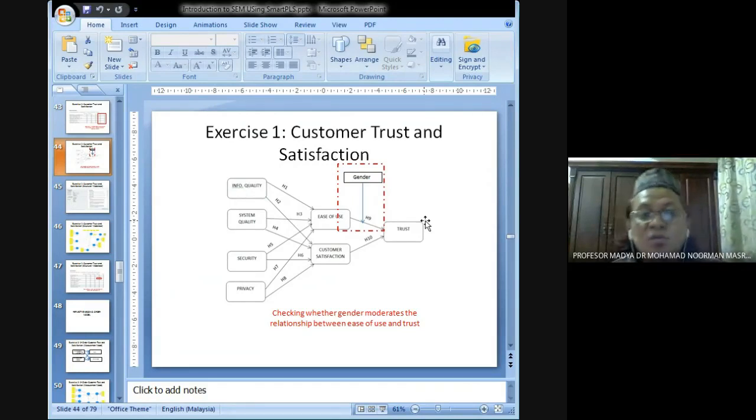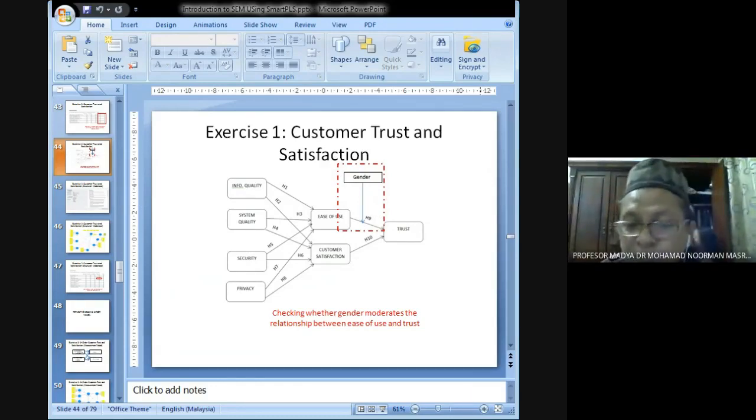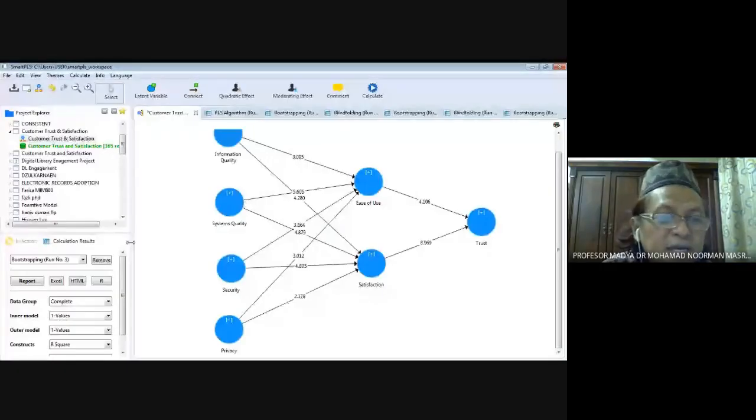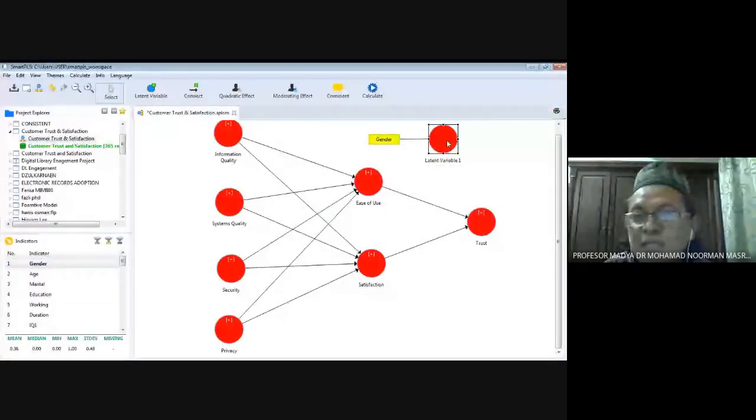To do that, we are going to analyze using SmartPLS now. So I'm going to show you. Hang on. All right, so I'm going to put gender here, indicators. I'm going to take gender, drag and put it here. All right, so gender, I'm going to rename this one gender.